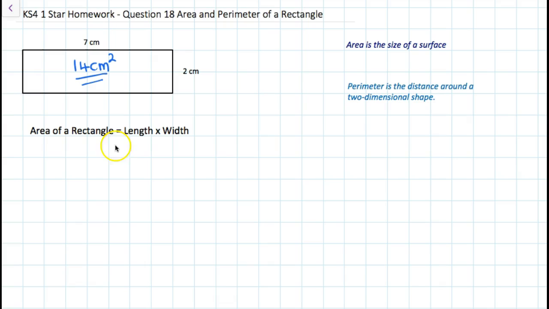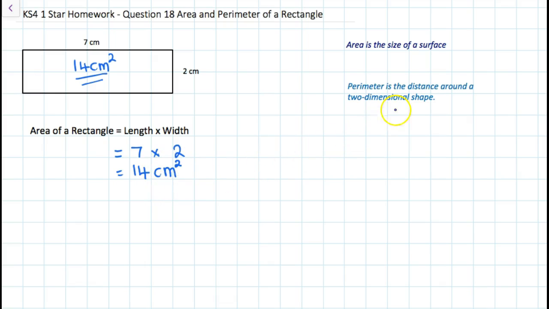So in the case above, we've got that being equal to 7 multiplied by 2. That is equal to 14, and centimetres is the unit. And because this is a two-dimensional shape, we're working out the area, we've got centimetres squared. Now this bit on its own is sometimes worth marks in the exam, so do not forget that bit.